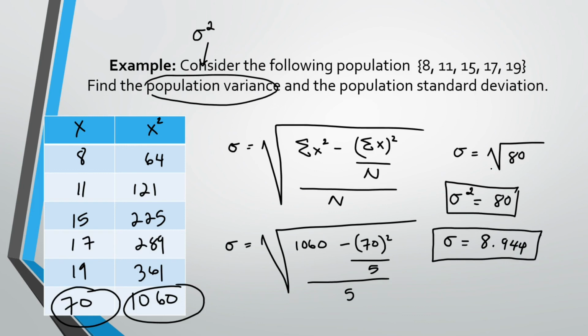If you were to take the square root of 80 first and get 8.944, then square that value, you don't get exactly 80. So the tip for you is calculate the population variance first by squaring both sides. Then you can take the square root of the 80 to calculate your population standard deviation.